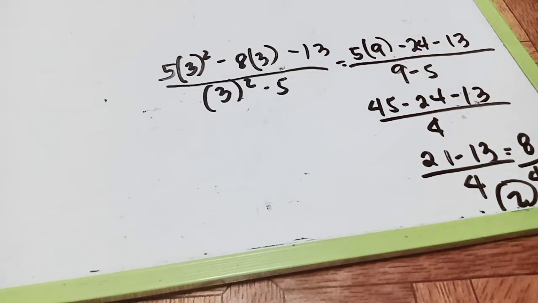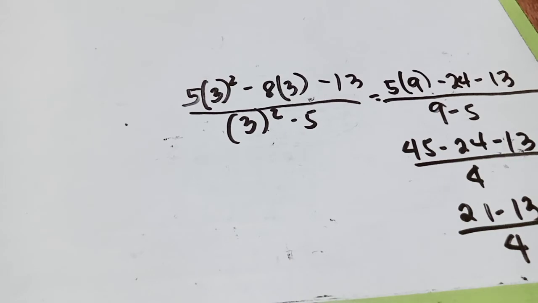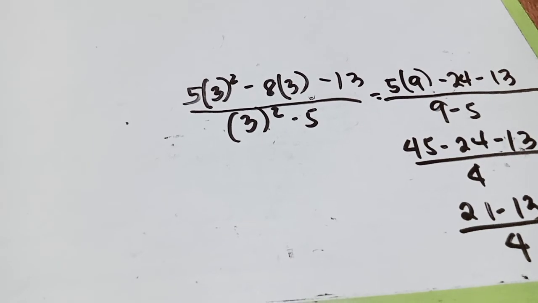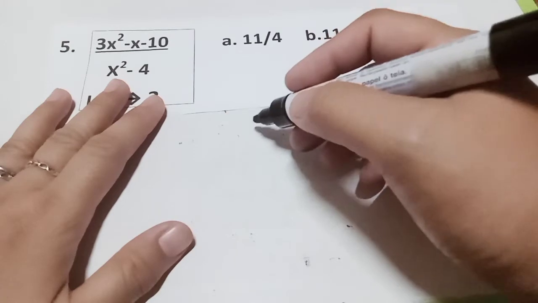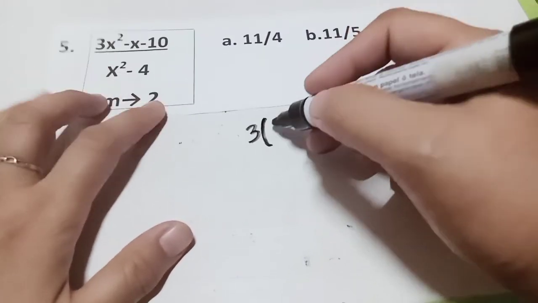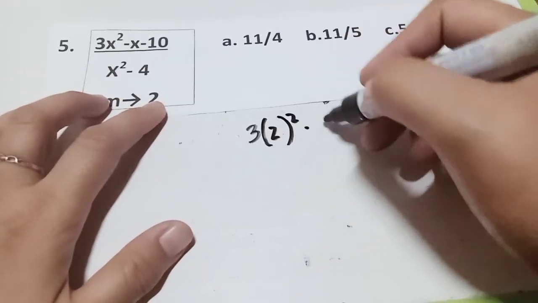Okay, next. Let's proceed to number 5. 3x squared minus x minus 10 over x squared minus 4. So again, guys, when we speak about limits, the value should not be equal to 0. Otherwise, there is a need to factor and cancel out terms. So let's try to substitute first. It will not be 0.